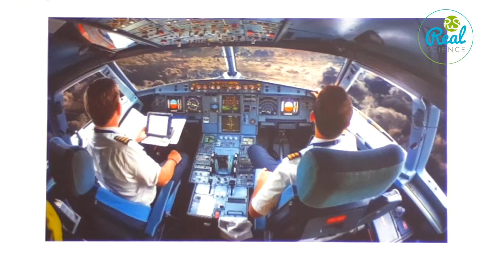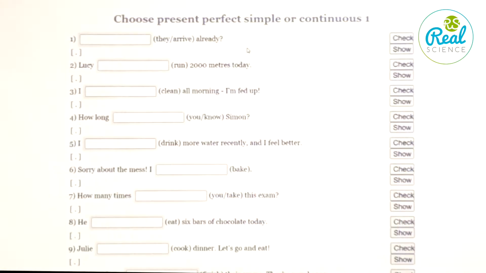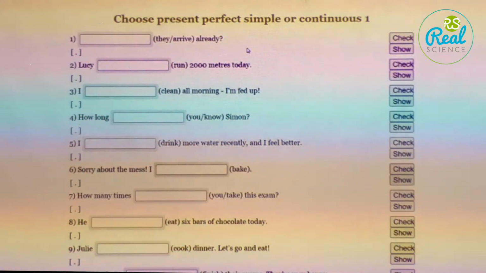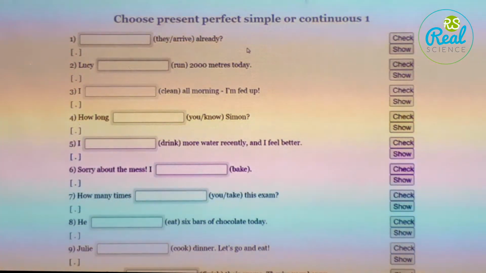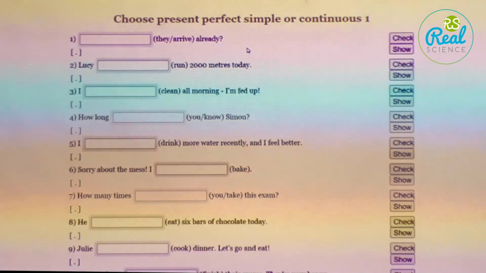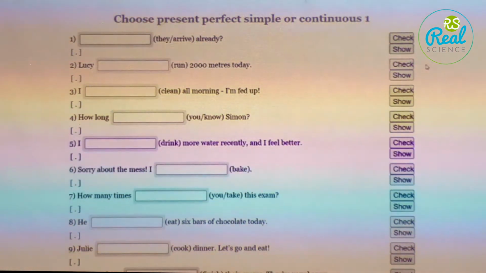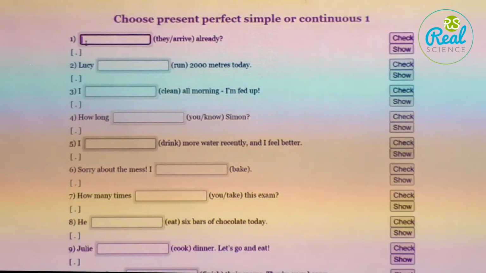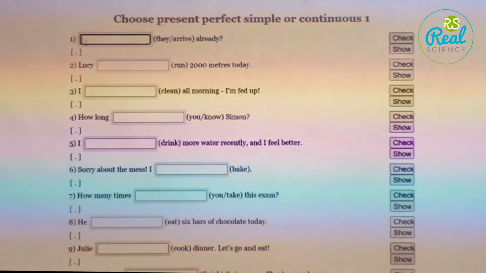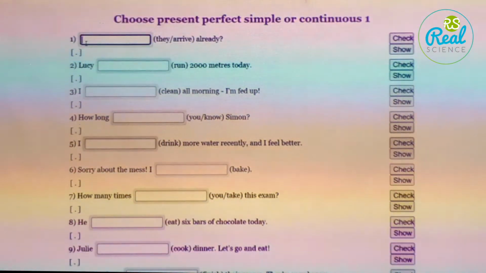Okay, so now, guys, let's do some exercises. Now, guys, you know more or less about the present perfect simple and continuous forms. Now let's do these exercises together, then we'll check together. Okay, can you tell the answer for the first one? Have they already arrived?